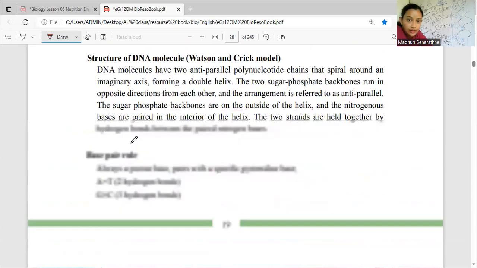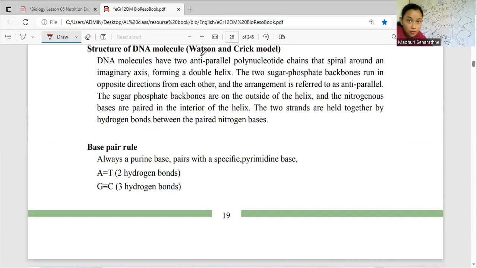Yes. Then structure of DNA molecule according to the Watson-Crick model. Why do we call this structure Watson and Crick? This was introduced by the two scientists, Watson and Crick. DNA molecules have two antiparallel polynucleotide chains that spiral around an imaginary axis, forming a double helix.